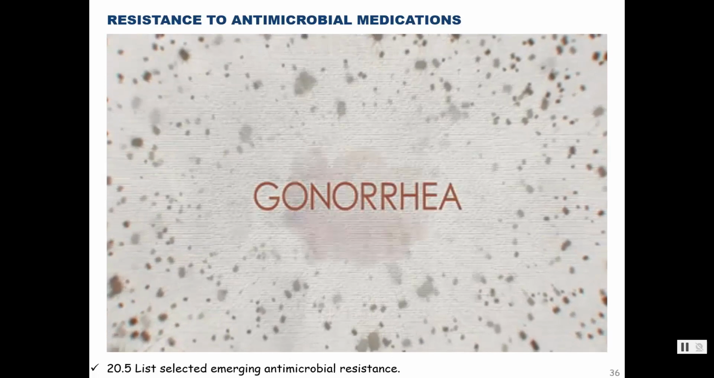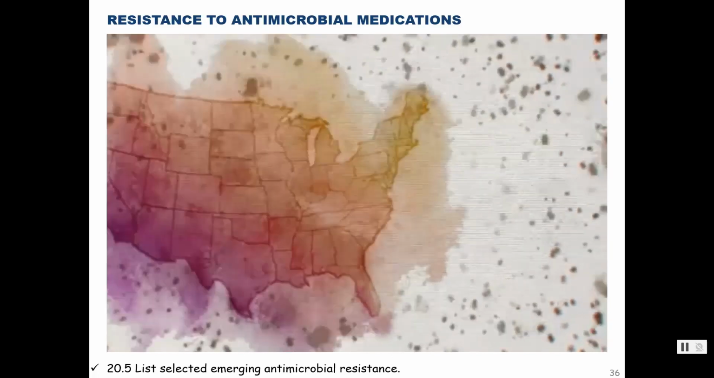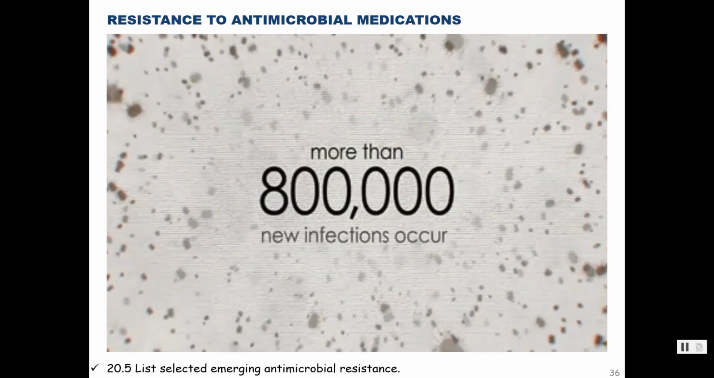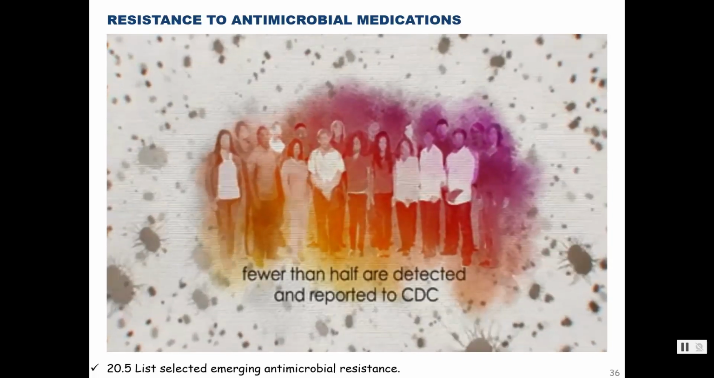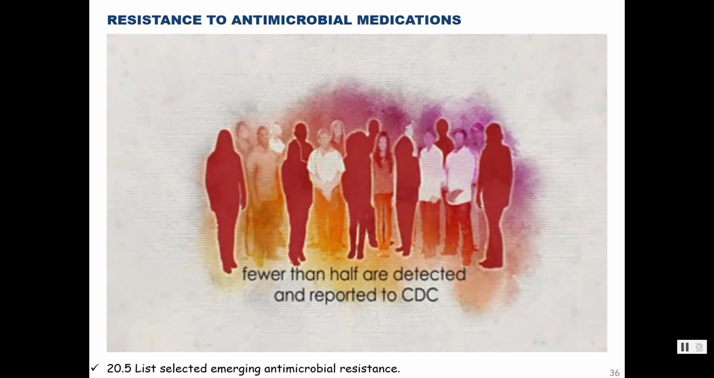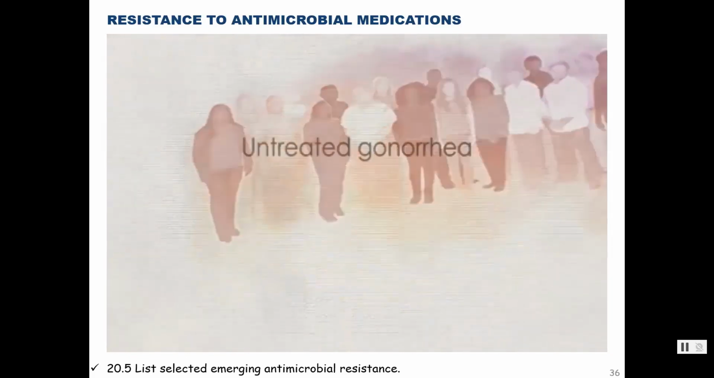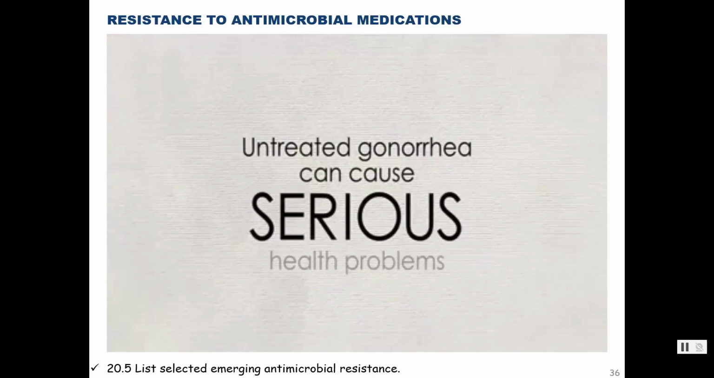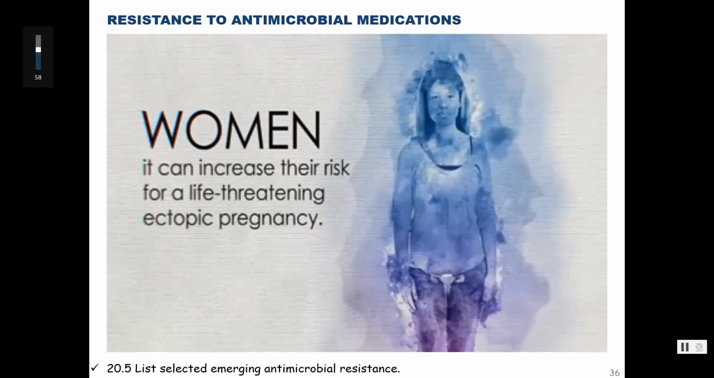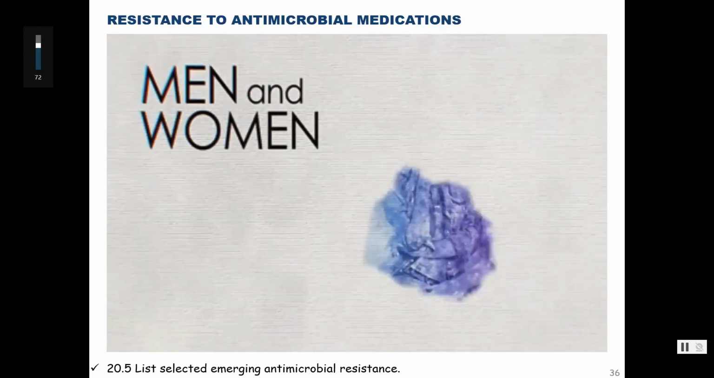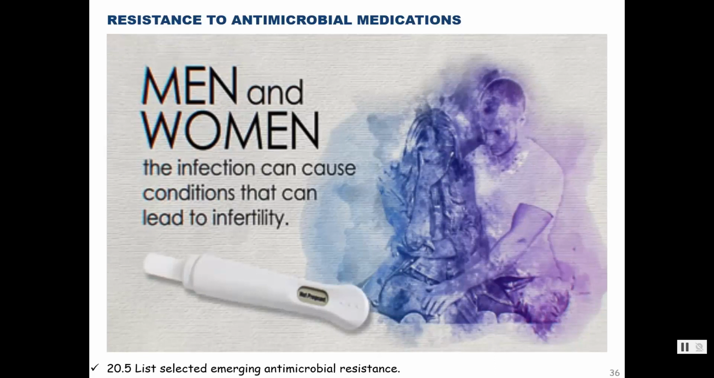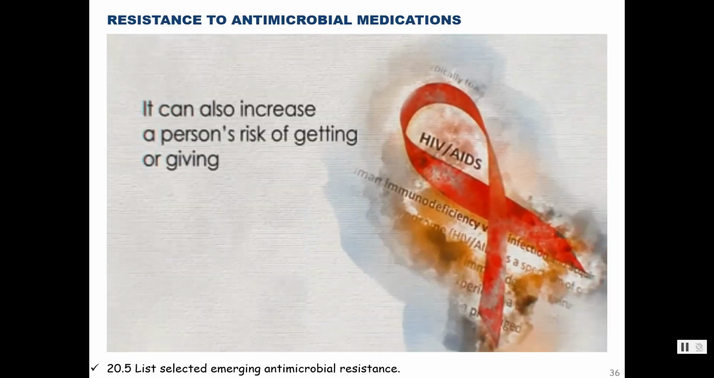Gonorrhea is a major public health concern in the United States. More than 800,000 new infections occur each year, but because many people don't have symptoms, fewer than half are detected and reported to CDC. Untreated gonorrhea can cause serious health problems. For women, it can increase their risk for a life-threatening ectopic pregnancy. And for men and women, the infection can cause conditions that can lead to infertility. It can also increase a person's risk of getting or giving HIV.